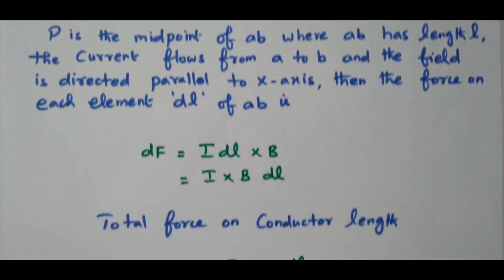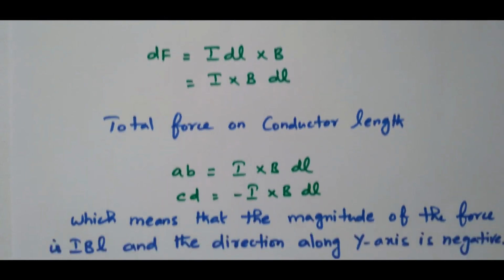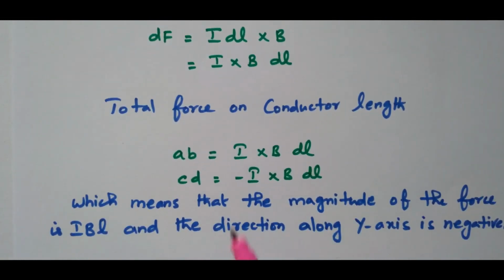So the total force on the conductor. Now only consider AB. What is the total force on the conductor? AB is I into B into dl. In the case of CD, it is minus I into B into dl. Which means that the magnitude of force is IBL. Both are the same, only the direction is negative. The direction along the y-axis is negative. So the magnitudes are both the same, IBL, here also IBL. This negative sign indicates the force on the y-axis is negative.